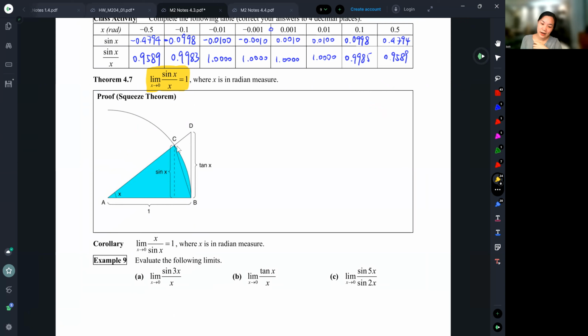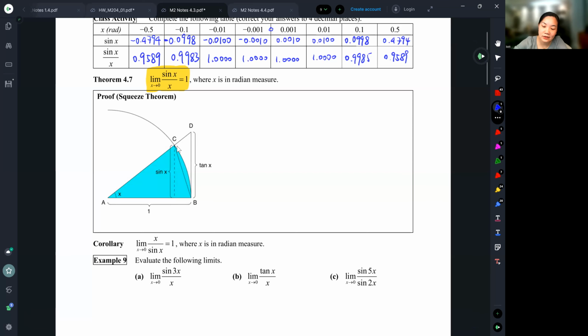This is regarded as a real proof of this limit. It's done in this way. You just need to understand. You don't have to perform it yourself, okay? Now, I will use area to create the function.